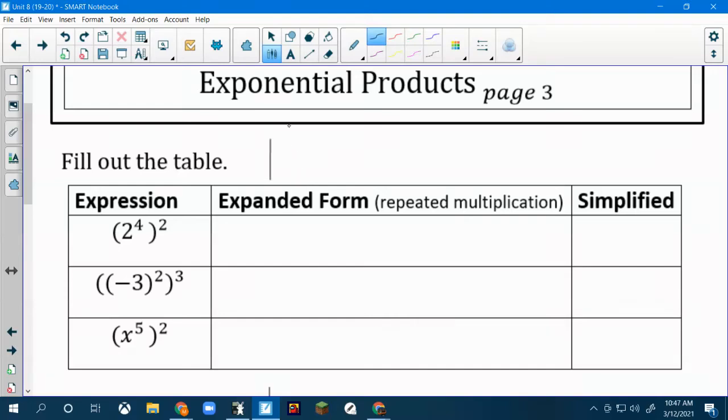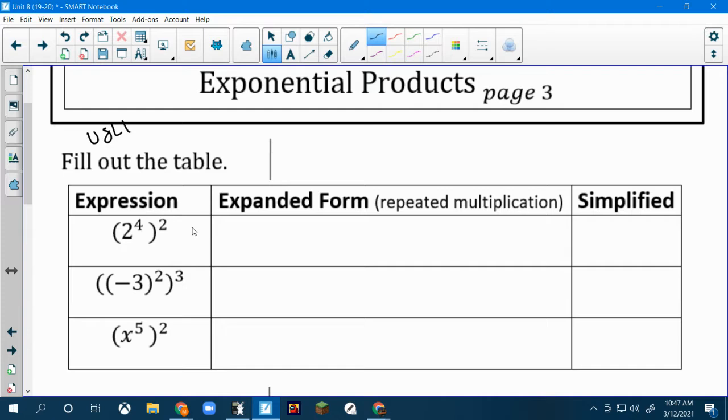Welcome back. We are on Unit 8, Lesson 1, Part 2, Exponential Products. This is page 3 of your notes. Okay, we're just going to fill in this table here in expanded form.